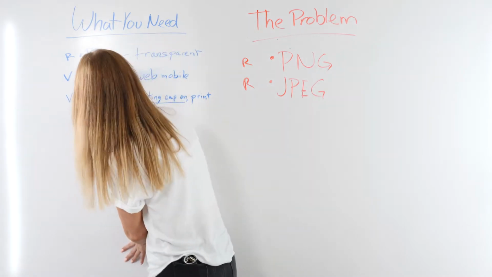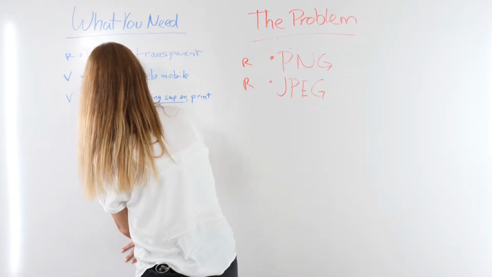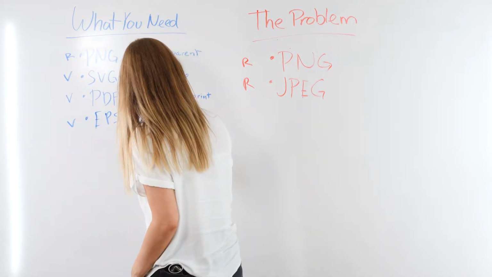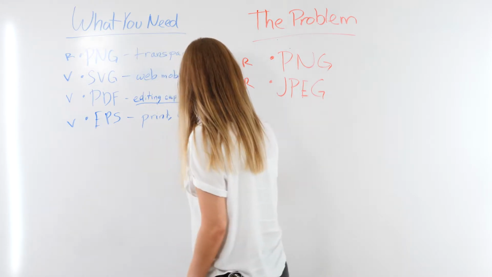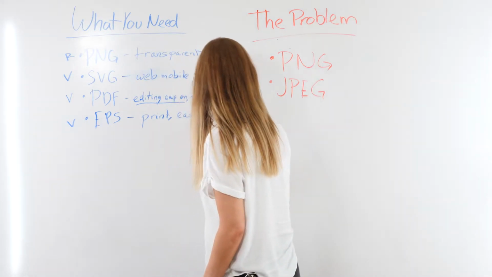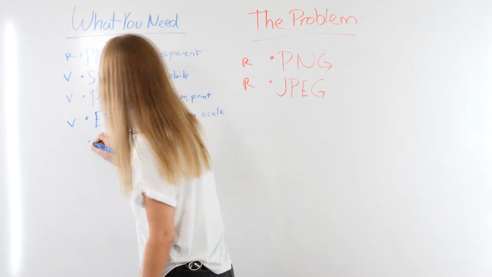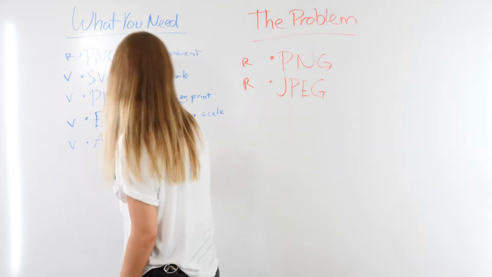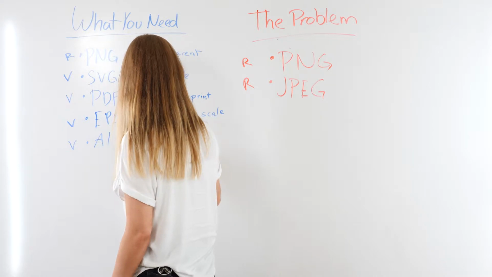The fourth one is EPS. This is another vector file, and it's really good for print. It's easy to scale, so you can change it to any size you need without compromising the quality of it. And then the last one is the AI file. This is the original editable source file.